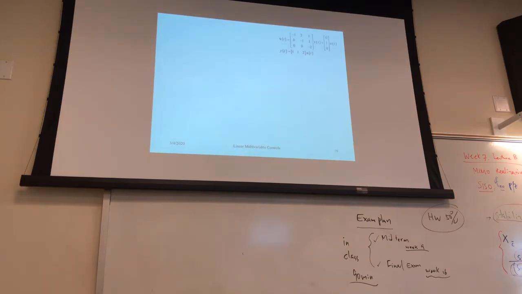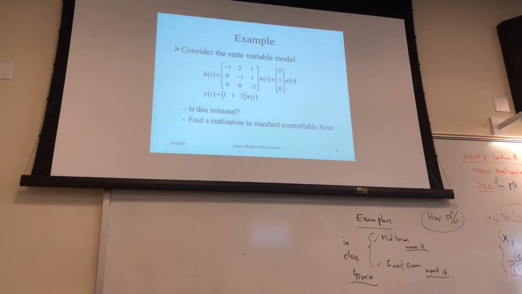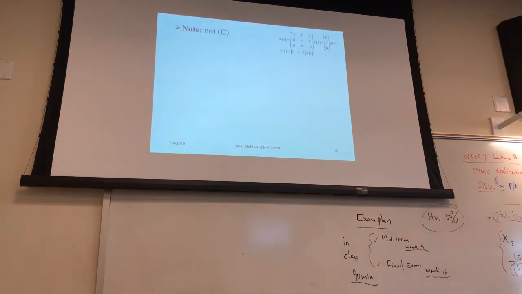So you have an example like this. When you see this A, you pay attention to this structure, okay? Upper triangle. Okay? And you want to check whether this is minimum or not. It's not minimum because it's not controllable. It's very easy to check. You can use B, AB, A squared B, the rank condition. You can do that.